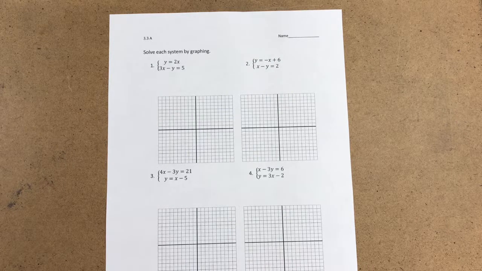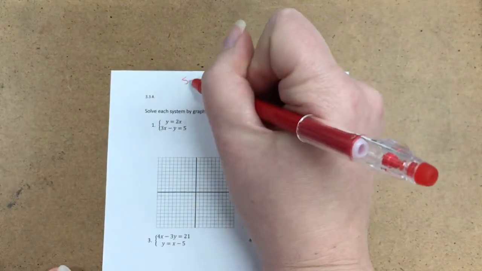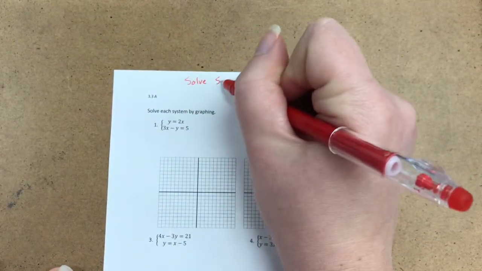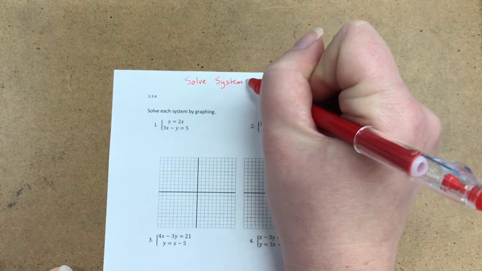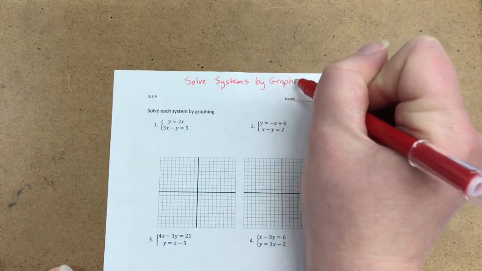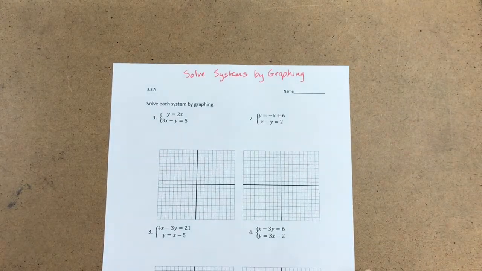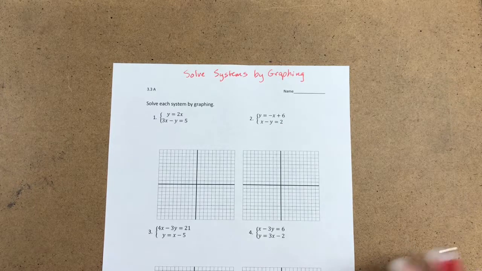All right, so today we're going to go over how to solve systems by graphing. We've already done elimination and substitution, so today we're going to do solving systems by graphing. Essentially, all I have to do is graph both equations and find out where they intersect.